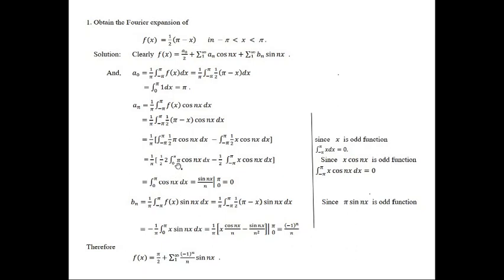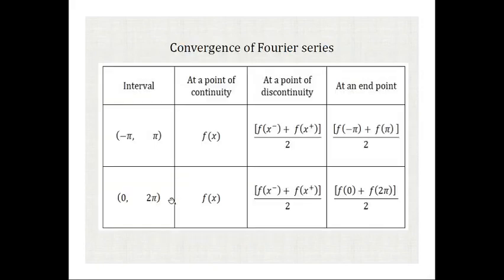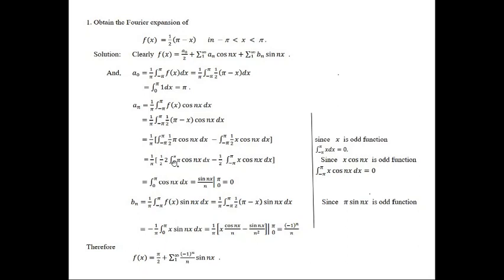So π cos nx is an even function, and x cos nx dx: x is an odd function, cos nx is an even function. So the product of an odd function and an even function is odd. So the value of this integral will be 0. How will this be 0? As per this formula, since the integrand is odd, the value of this one will be 0. So the 2 gets cancelled, and you remain with integral 0 to π cos nx dx. Here cos nx is an even function, π is constant, so this will be an even function. Or you can directly integrate this, you get 0.